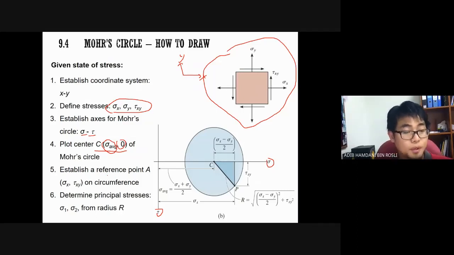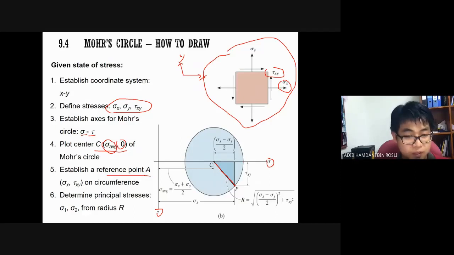And then the reference point, A or P, whatever. Sometimes they use this as P. So this reference point, what is the coordinate? Sigma equals sigma x, tau equals tau xy. All right. And then you know your C, you know your P. You can have your R, the radius, the distance between them. And then from this R, you can draw the circle.